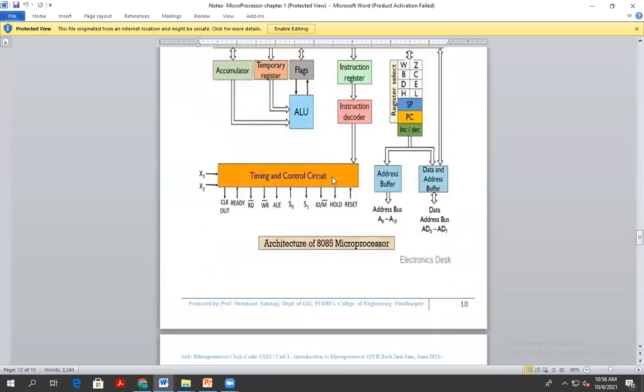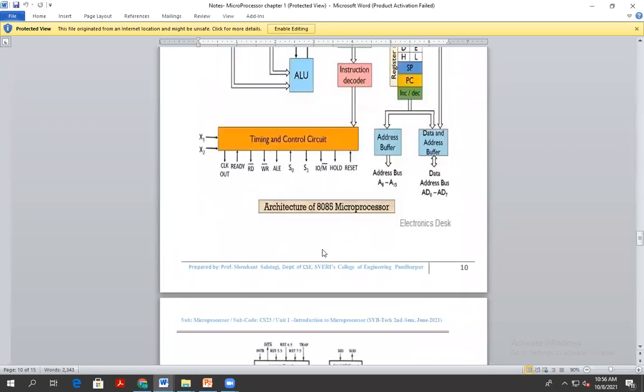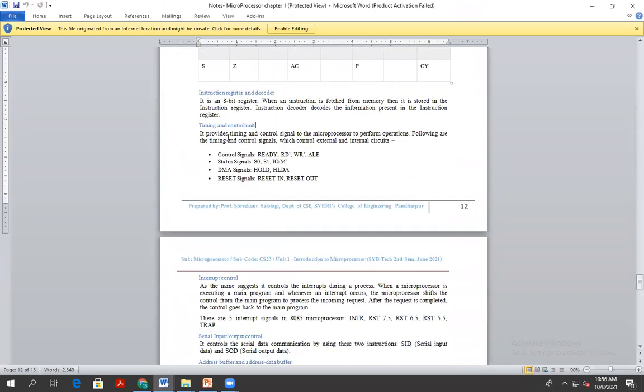So after that, timing and control unit. Next, I will move to this part, the timing and control unit. So what is the timing and control unit? It provides the timing and control signals to the microprocessor to perform operations. The control signals are ready signals, read signals, write signals, address latch enable, and some status signals S0 and S1. These pins I explained to you in the pin configuration. All these are controlled by the timing and control unit.